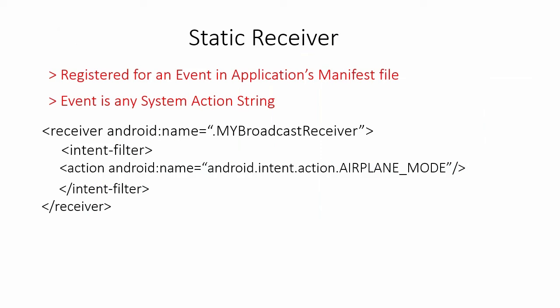Static receivers are used like this. Look, you register for an event in the application manifest file. You should use it in the application tag. Here it is receiver, and here is the given name of the class that we have created, and in this one I am doing it for airplane mode. When it gets enabled or disabled, we would get a message.